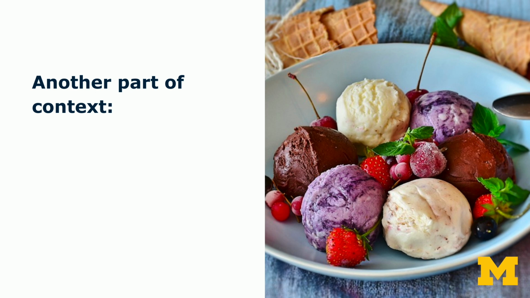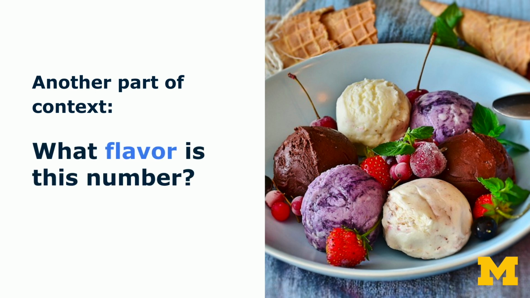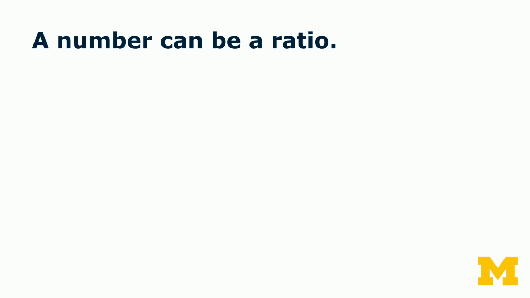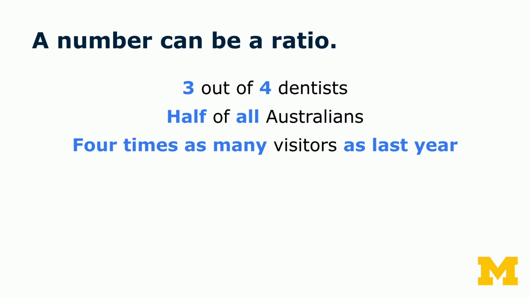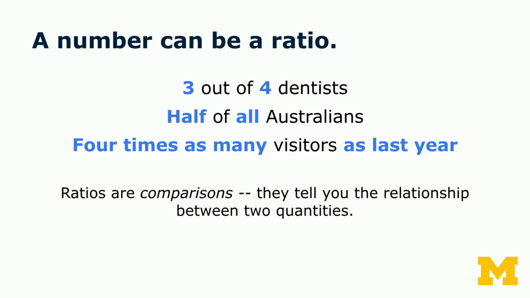Now, another part of context is that numbers can have some flavors, kind of like ice cream, and here's what I mean. Some numbers are ratios. So 3 out of 4 dentists, half of all Australians, 4 times as many visitors as last year. All of these are secretly a ratio. And ratios are comparisons. They tell you the relationship between two quantities. 3 of the 4 dentists that we asked, half of all Australians, visitors this year compared to visitors last year, right? All of these are making a comparison.